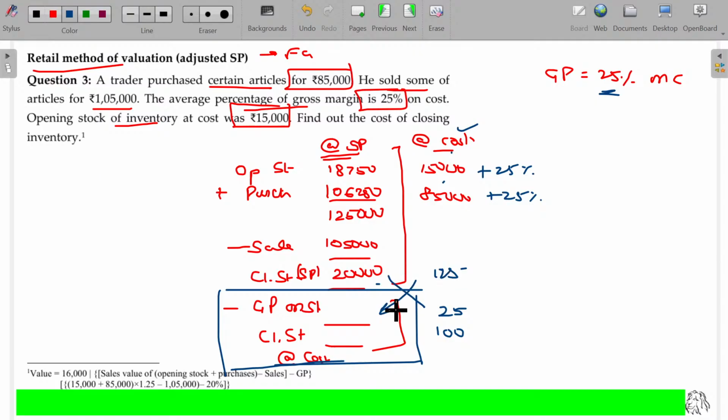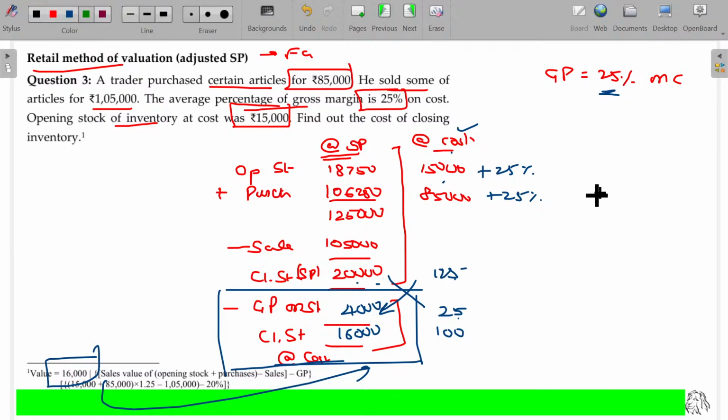Then what could be the profit component? 20,000 into 25 by 125, which is 4,000. Am I right? Then closing stock at cost is 16,000. This is the method you have to calculate. What do you have to do in the case of the retail price method? Opening stock plus purchases minus sales. All these things are calculated at the sale value. Then you get the closing stock at sale value. You remove the profit from there to get the answer.